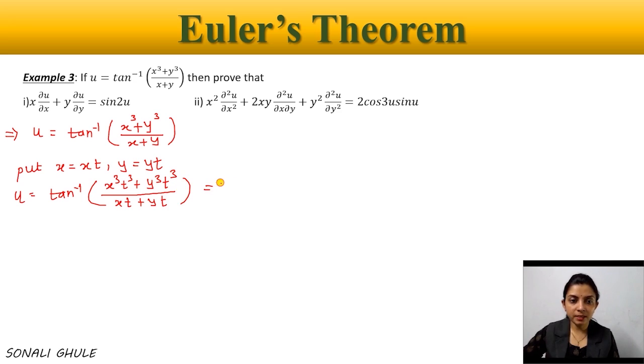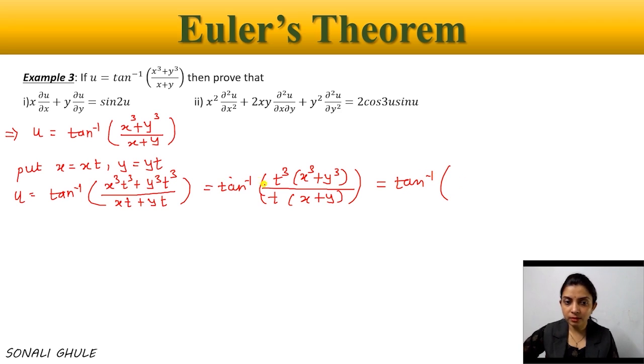Now see here what I can write. Tan inverse t cube, taking common, what is remaining? x cube plus y cube, and in the denominator what is common? t. What is remaining? x plus y. Right? So this gives me tan inverse t cube upon t, means it is t square, and the original function is x cube plus y cube upon x plus y. Okay.